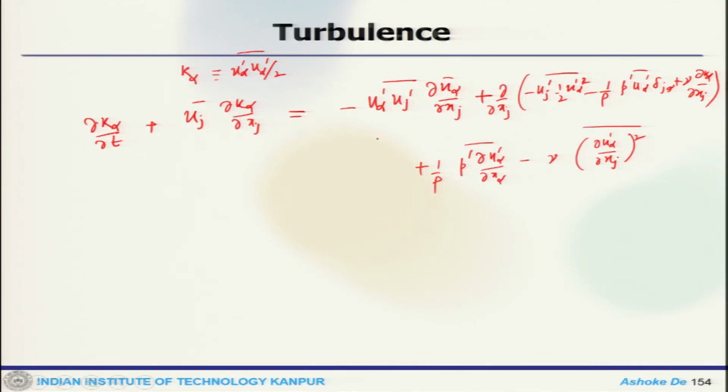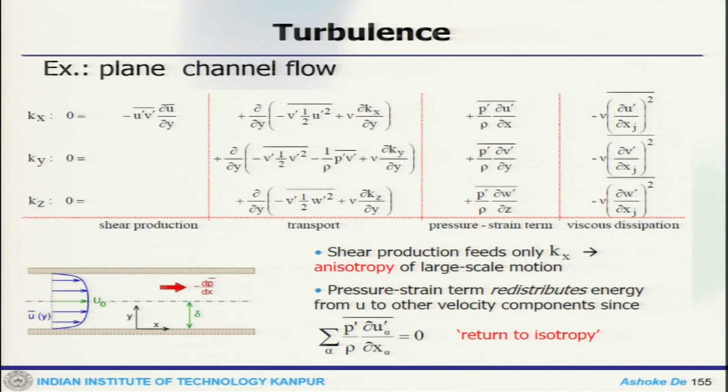On the right hand side you have terms 1, 2, 3 and 4. So, you can find the energy per fluctuating component like this. For a plane channel flow, if k x is 0, then this would be 0. So, you can put it: this is the shear production component, these are the transport components, the pressure strain term, and viscous dissipation.